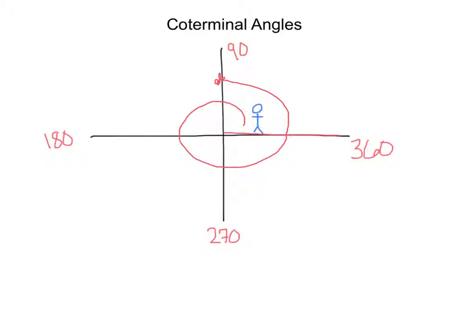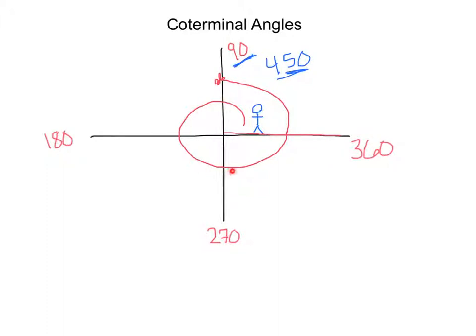Now, my question for you is, did I spin 90 degrees or did I spin 360 degrees plus 90 degrees, which would be 450 degrees? Which of these do you think, 90 or 450 degrees? Well, I'm in the same spot here at 90 degrees, but I have to be more than 360 because I kept spinning, right? Well, the answer is kind of ambiguous because technically I did go 450 degrees.